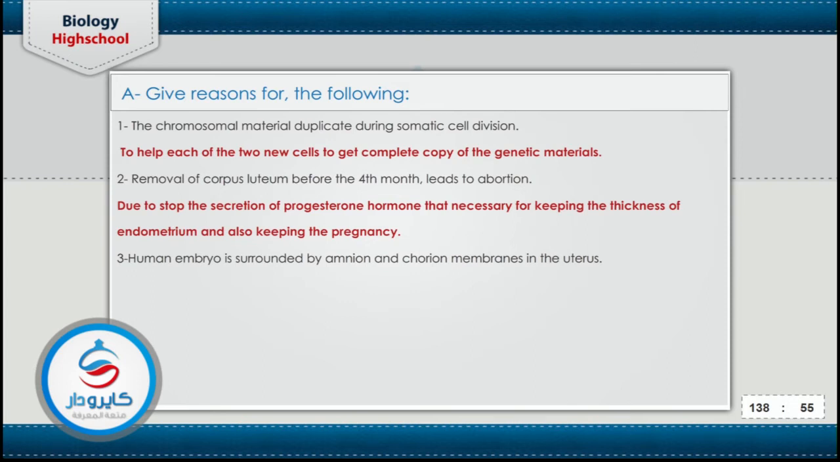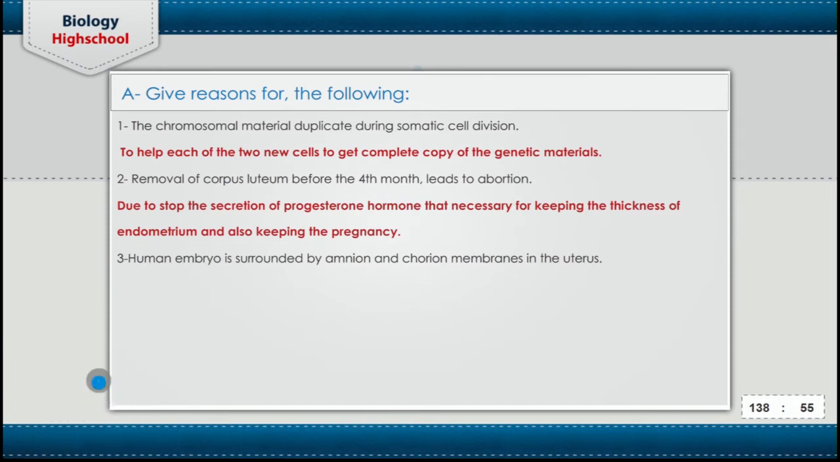But after the 4th month the placenta is formed and the degeneration of the corpus luteum takes place, which means the placenta can produce a sufficient amount of estrogen and progesterone hormone, so the corpus luteum degenerates. That's before the 4th month. So if it is after the fourth month, nothing will happen because the placenta has already formed and makes estrogen and progesterone. But before the fourth month there is no placenta yet, so if I remove the corpus luteum, the estrogen and progesterone will decrease, the growth of the endometrium and its adhering in the uterine muscle will decrease, so that leads to abortion.